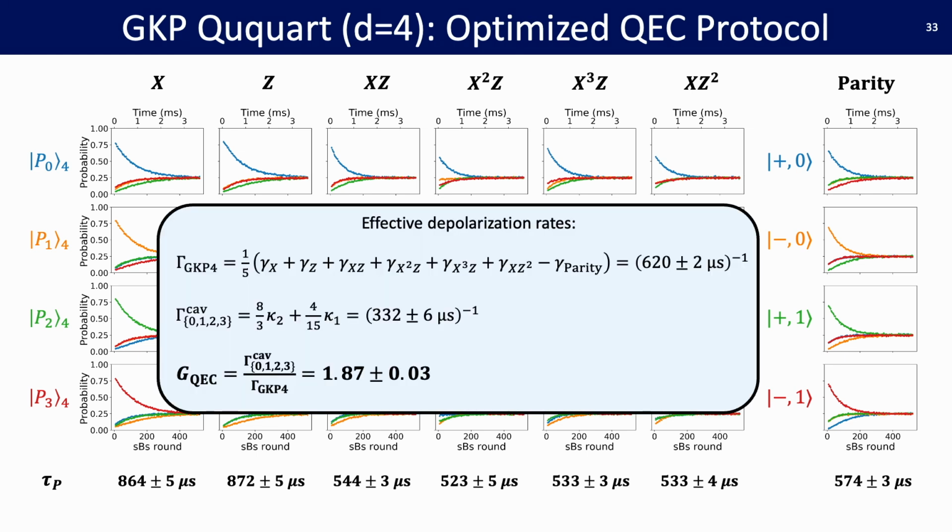The overall lifetime we get for this ququart is now 620 microseconds, and we can compare it to our cavity Sivak ququart, which has a lifetime of 330 microseconds, giving us a quantum error correction gain of 1.7, also well beyond break-even.